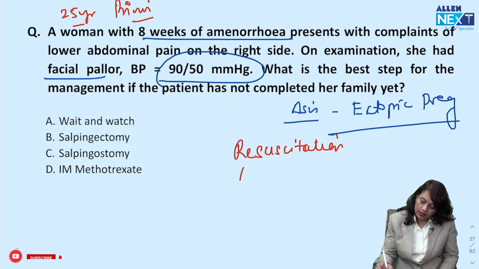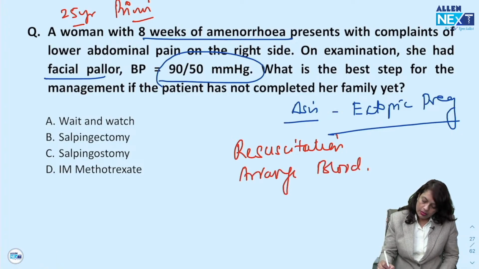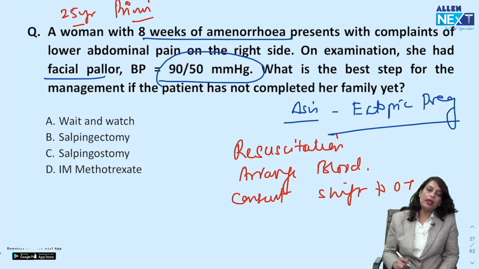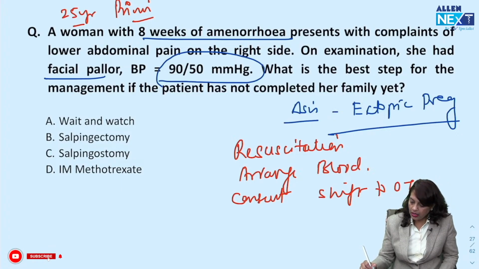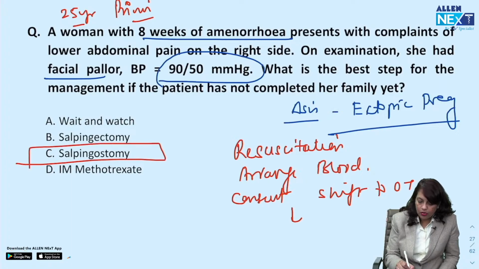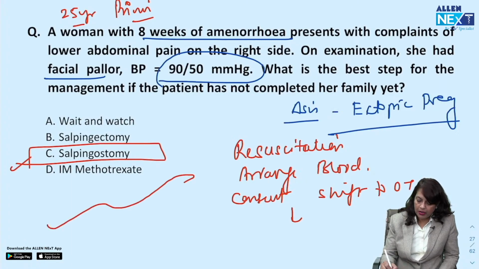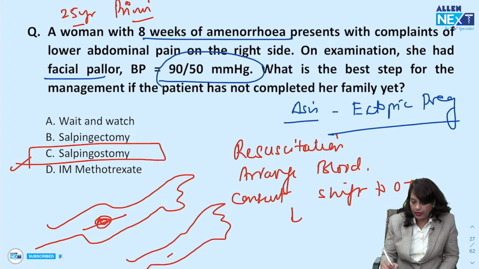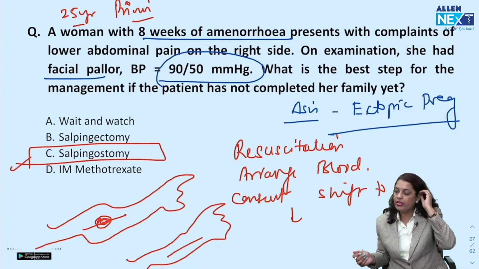Resuscitation. Okay. Arrange blood. Take consent and shift to OT. So I am going to do the tubal conservative surgeries. So I am going to do salpingostomy. Salpingostomy means I am going to give a nick, take out the ectopic pregnancy and not stitch it. Let it heal by secondary intention.